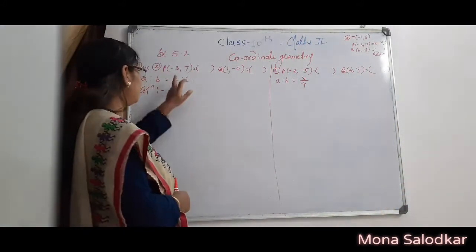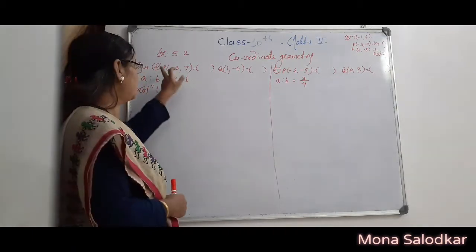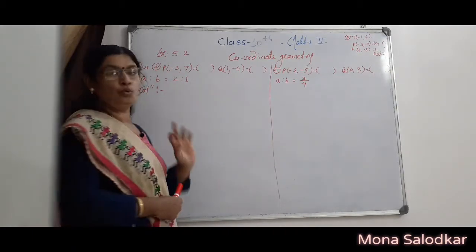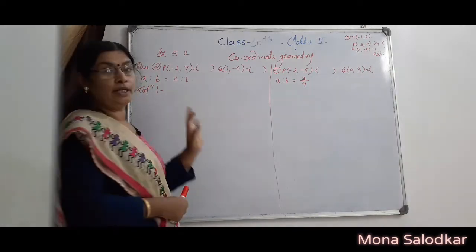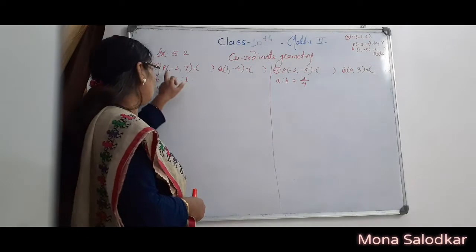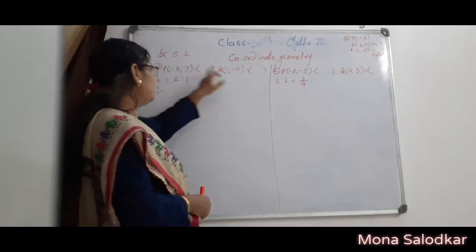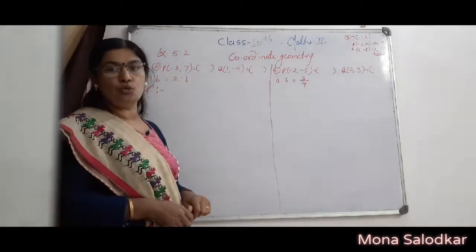What is given? Now see here what is given. P and Q points are given. A point divides P and Q in the ratio 2:1. What you have to find out? Find the coordinates of A by using the section formula. What is given? 2 points are given. A is the point which divides these 2 points in the ratio 2:1.